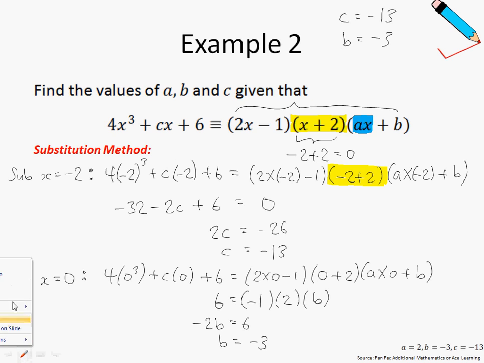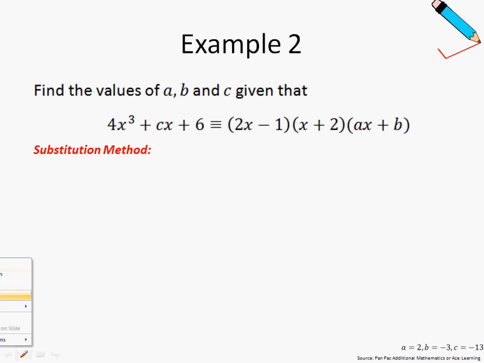Also, just take note that you do not have to find the values of a, b, and c in alphabetical order. You can always find b first, or you can also find c first. Now let us move on to look for the constant a.